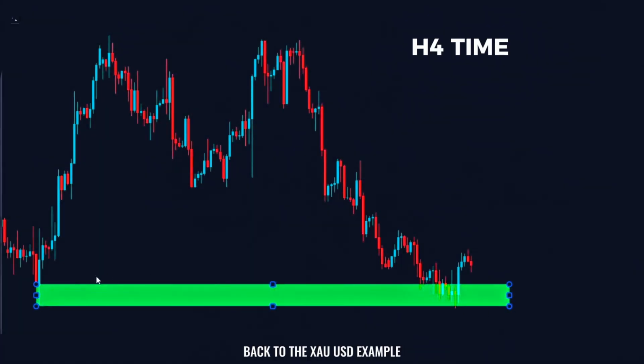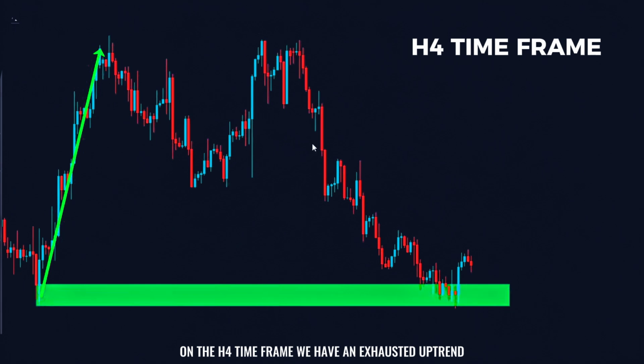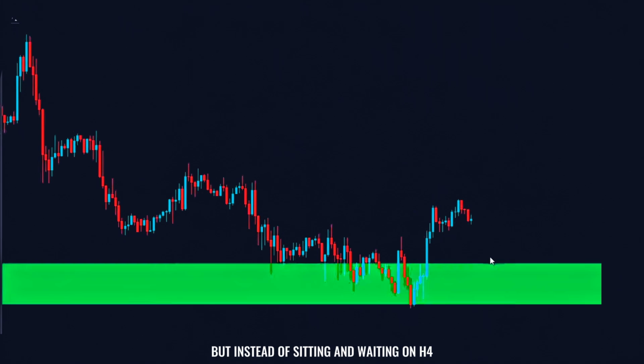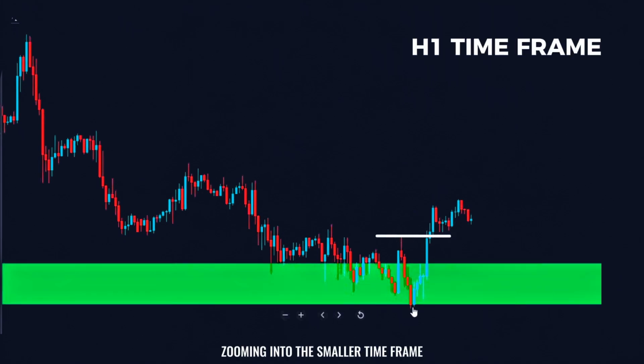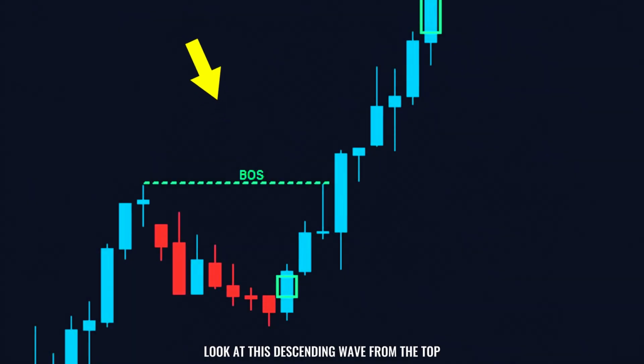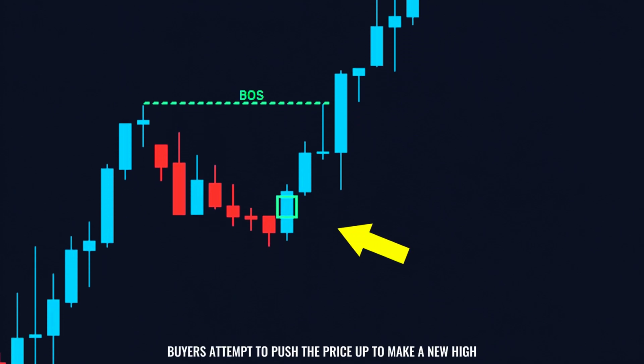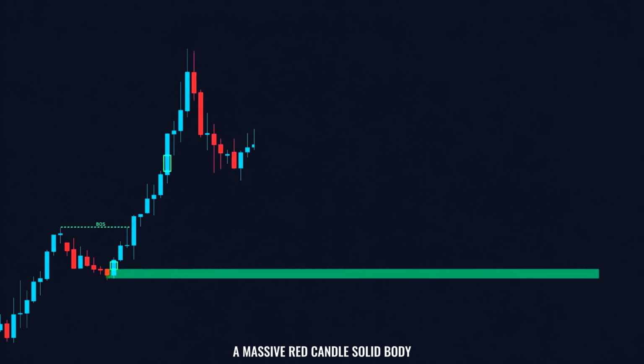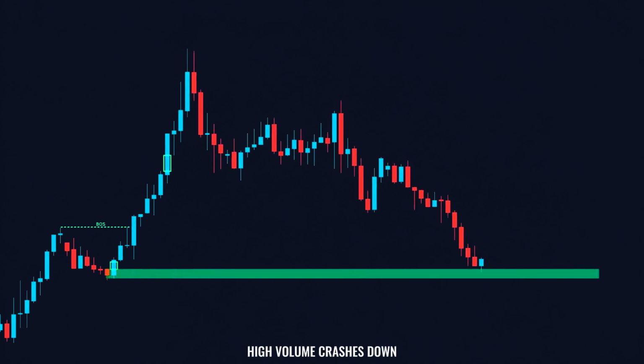Back to the XAUUSD example, on the H4 time frame, we have an exhausted uptrend. But instead of sitting and waiting on H4, we turn on our magnifying glass, zooming into the smaller time frame, H1 or M15. Look at this descending wave from the top. On the lower time frame, buyers attempt to push the price up to make a new high, but the candles are weak, full of upper wicks. Suddenly, boom! A massive red candle, solid body, high volume crashes down, completely shattering the short-term support structure.